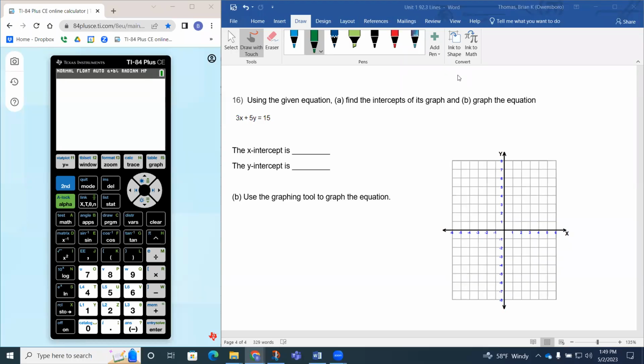Question 16, again, working with lines. You're given an equation, and first we want to find the intercepts of its graph, and then we want to graph the equation as well. So again, an x-intercept is where the graph will cross the x-axis. A y-intercept is where it crosses the y-axis.